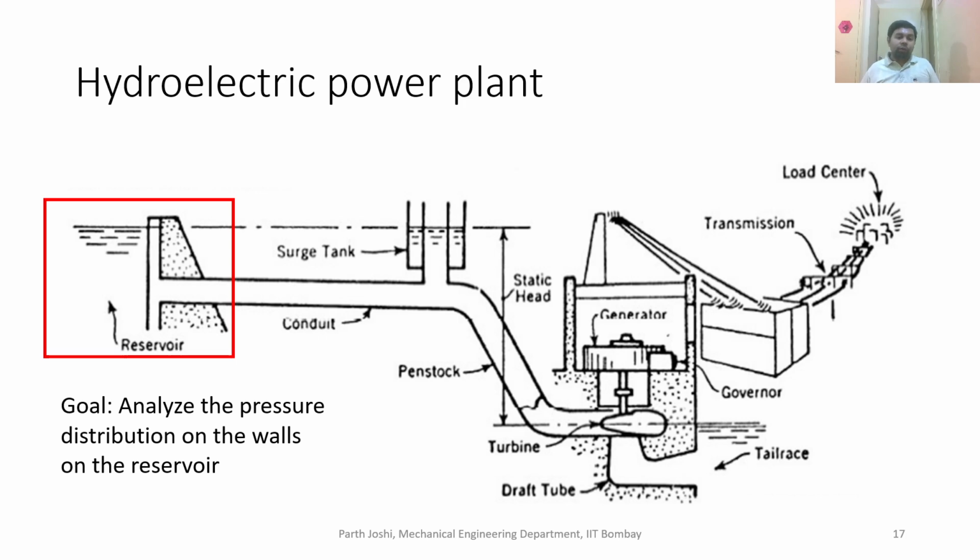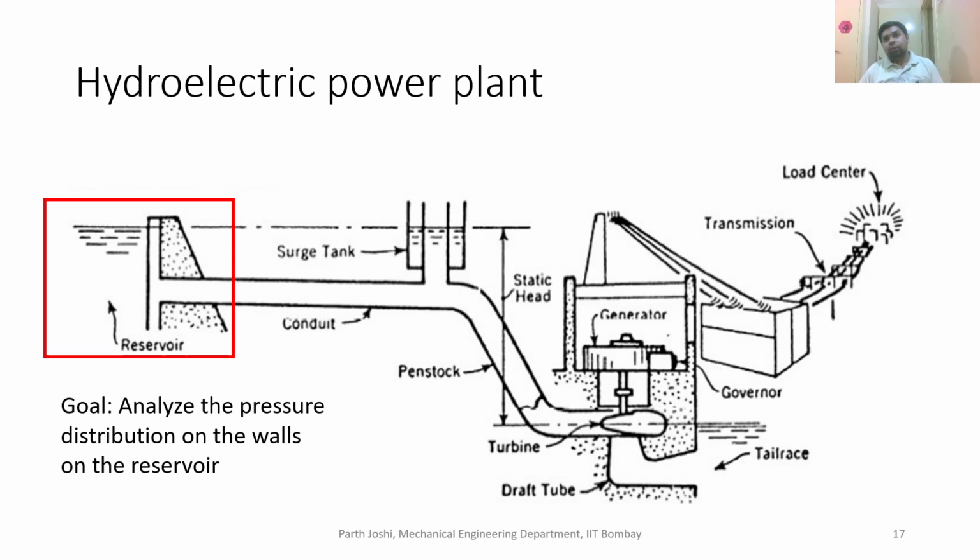As you can see, it's shown in the picture over here. The thickness of the wall of the reservoir actually increases as we go deeper. Why is that? Because the lower sections of the reservoir walls have to withstand more and more pressure. The pressure will increase linearly with the depth. So that's why the thickness is increasing linearly with the depth.